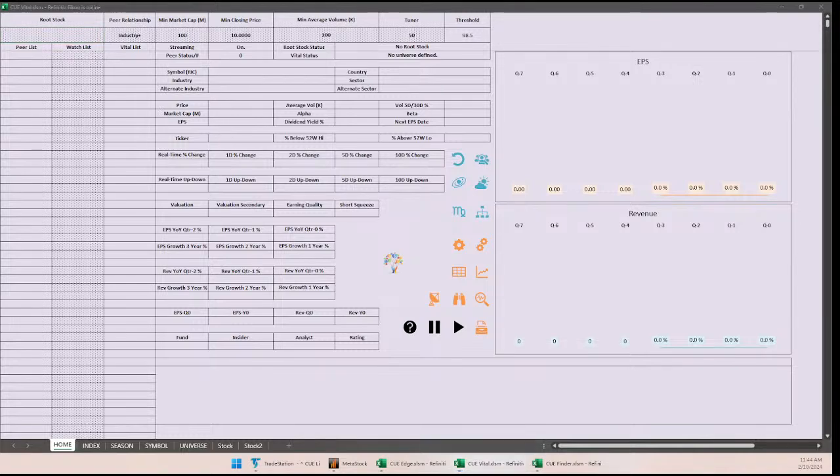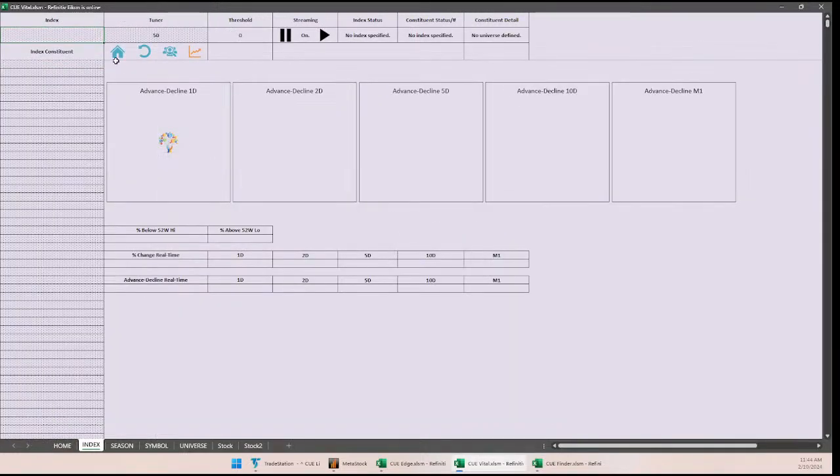Because I saw small cap has more strength, this is the time to use Q index. Let's look at the Russell 2000 stocks using Q index. That is the small cap stocks. Create the constituents using real-time Q index.